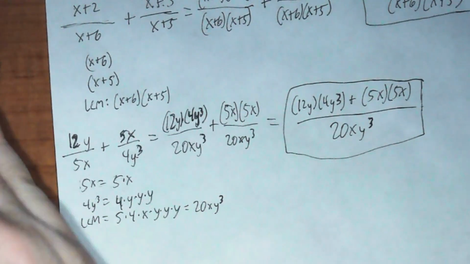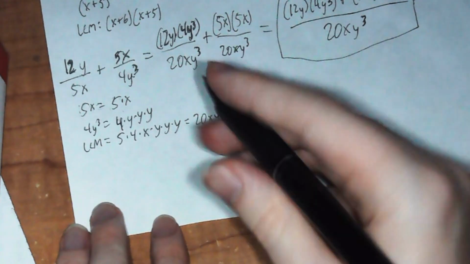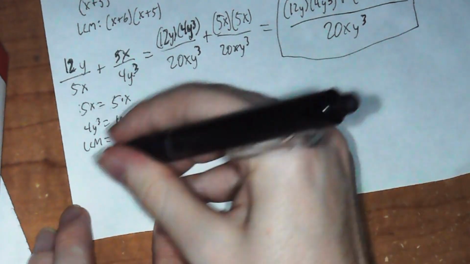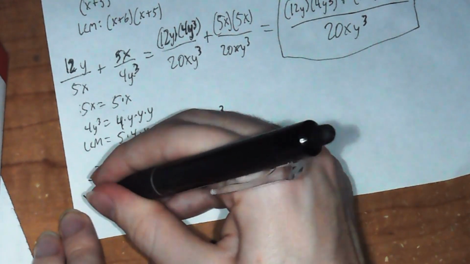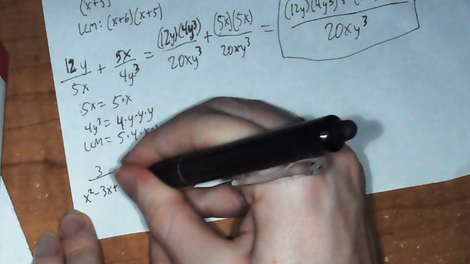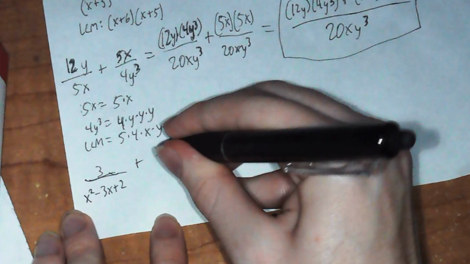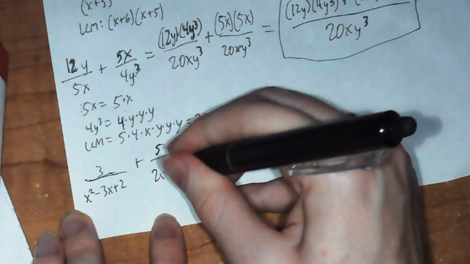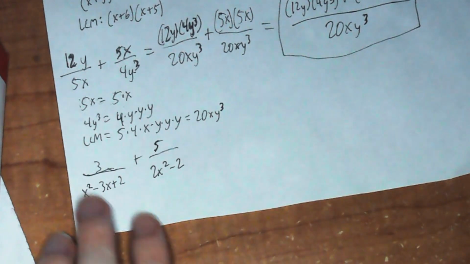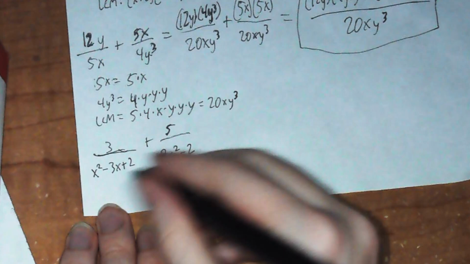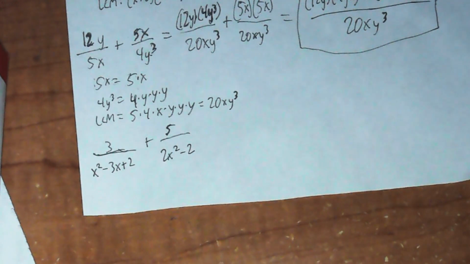Alright, the last sample that I have is 3 over x squared minus 3x plus 2, a factorable trinomial, plus 5 over 2x squared minus 2. What I want everyone to do is pause and try to factor both of these denominators.